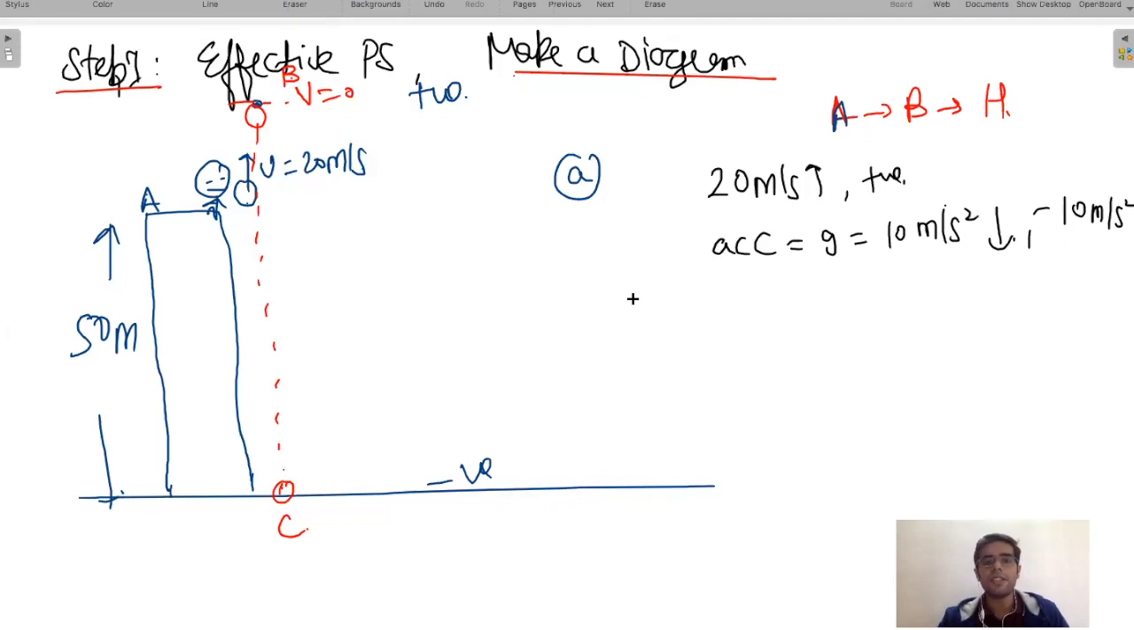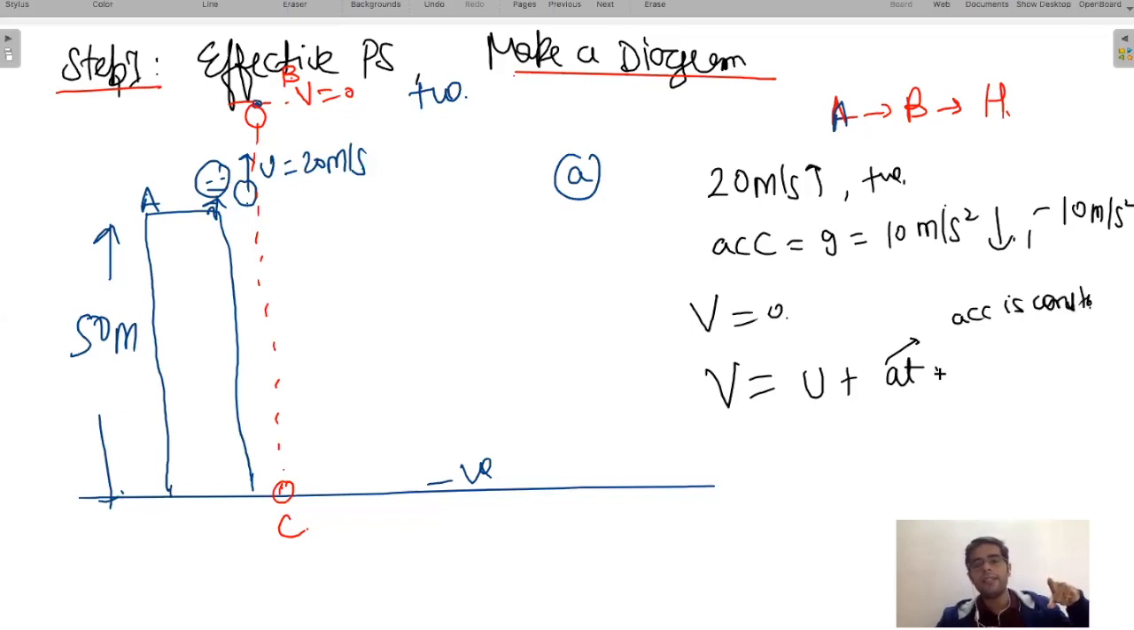So from A to B, what is happening? Final speed is 0 and initial speed is 20 in the positive direction. So what can we apply? We can apply v = u + at. Why can we apply this? Because acceleration is constant. This equation can only be applied when acceleration is constant. Again, a lot of students make this mistake. Even when the acceleration is not constant, they end up applying this equation, but then it's not true.